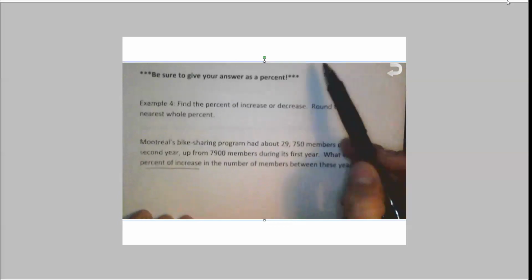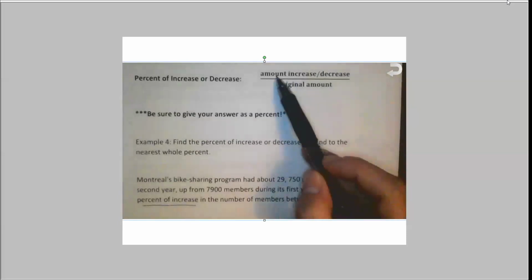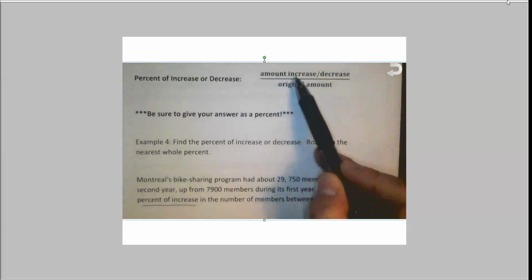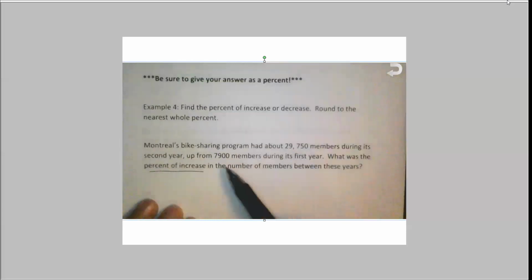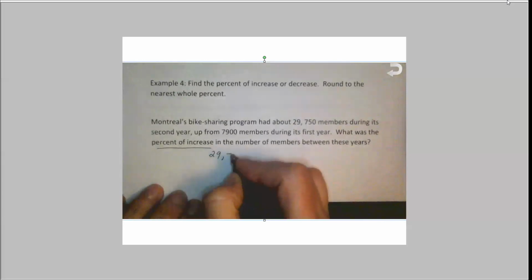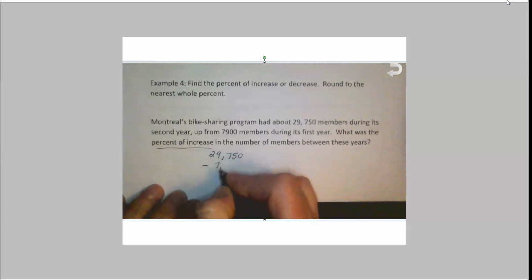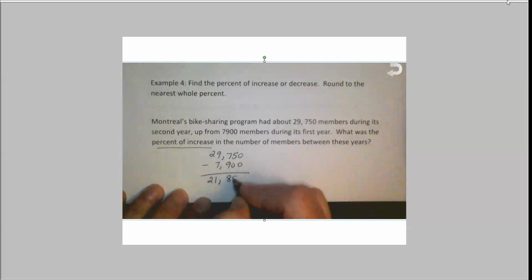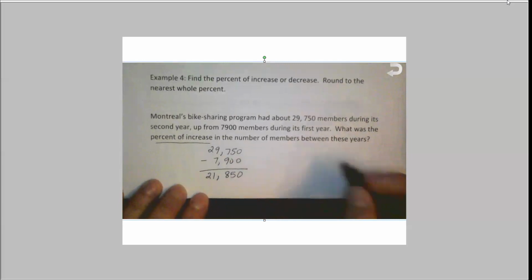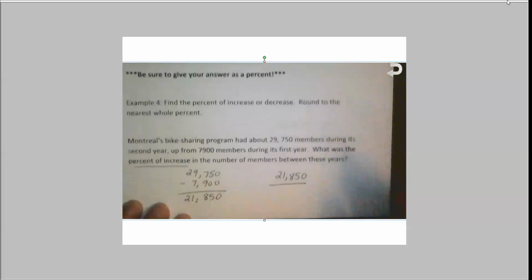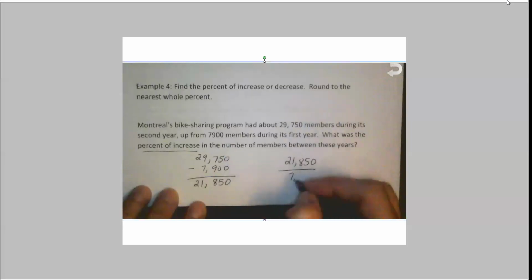Okay, so back to that formula we just talked about. Since it's a percent of increase we're looking for, we want to find out how much did it increase. Okay, from year 1 to year 2, how much did that increase? And we'll always find that amount by subtracting those numbers from one another. Okay, so if I subtract, I'm going to get 21,850 members. That is the amount that it increased. Then we always divide that by the original amount. Originally, that first year was 7,900.